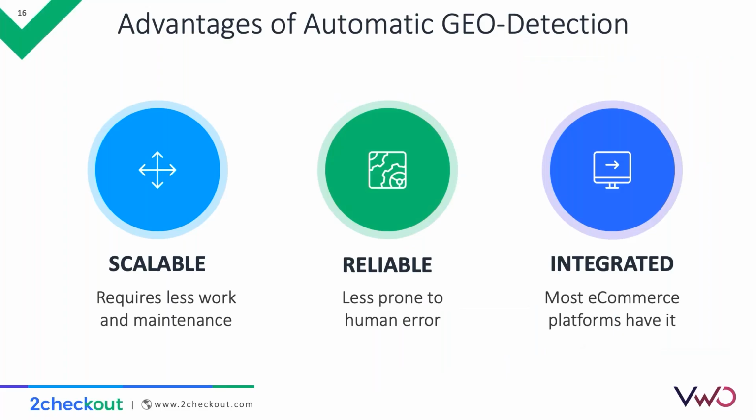To wrap up the two types of localization, we think automatic localization is easier to scale since there's less maintenance involved. It's more reliable since it's less prone to human error. And the best part about it is that a lot of online e-commerce platforms already have it out of the box. Checkout, for example, offers geolocation.